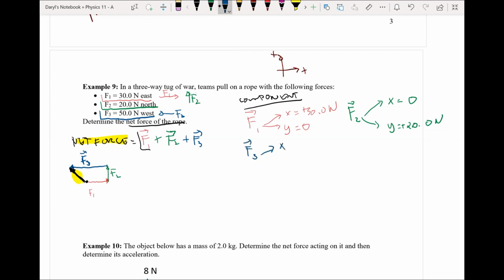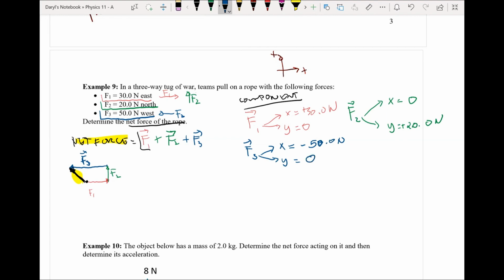And then you have F3. F3 also has x and y components. In this case, your x component is negative 50.0 newtons. That is negative because it's to the west, opposite to the direction we set as positive. And the y is 0.